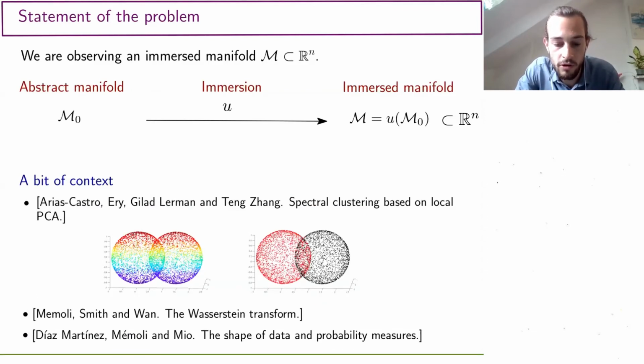Computing the homology of embedded manifolds or submanifolds is something well known in topological data analysis, but there has been less work on immersed manifolds. But I still want to cite these papers which go in that direction.